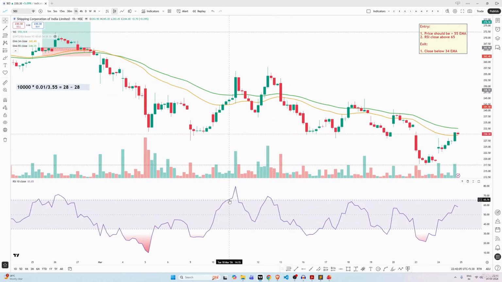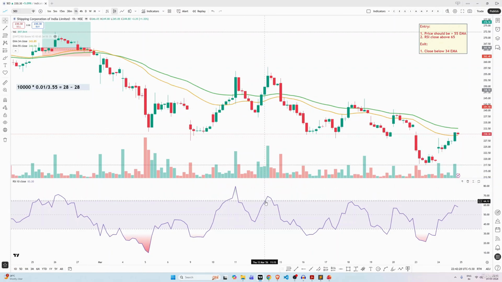Here the RSI value is 65.85, but this is not a valid setup. Why? Because the price is below the 55 period EMA. That is the first condition, right? So this particular trade we are going to ignore. We are not going to take this trade. We'll wait for the next signal, and we got the next signal here.